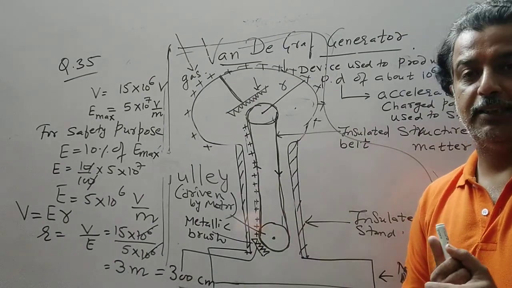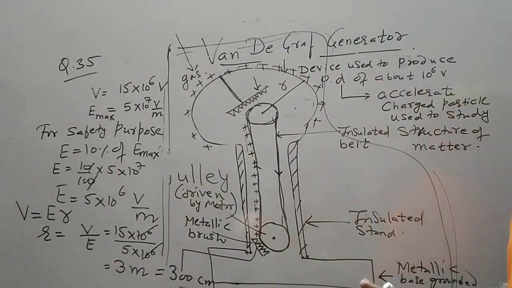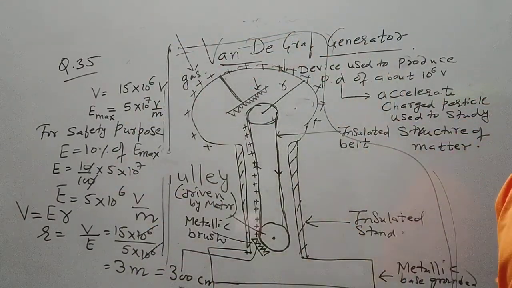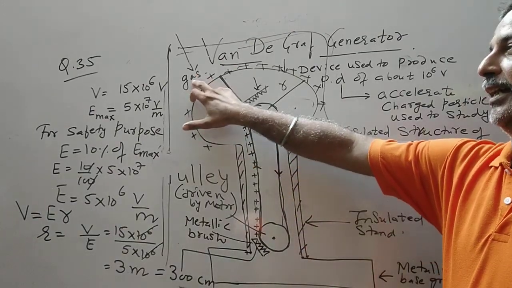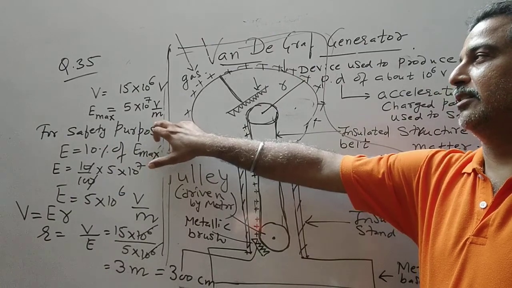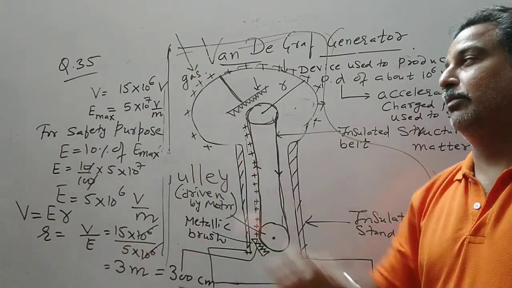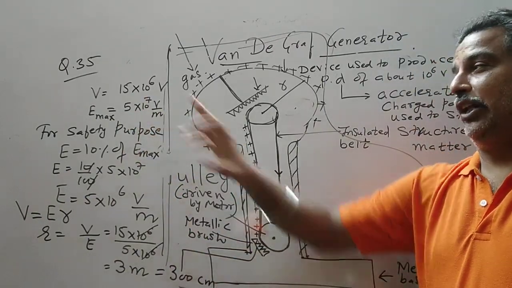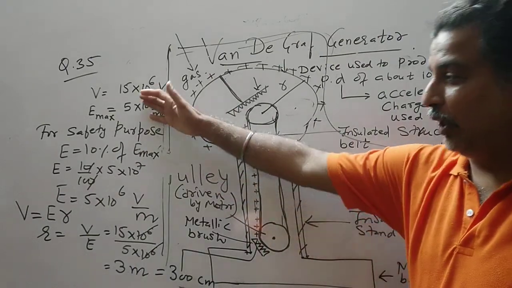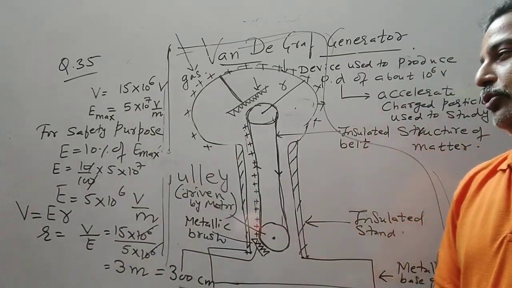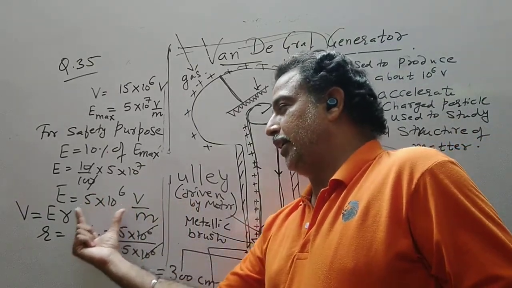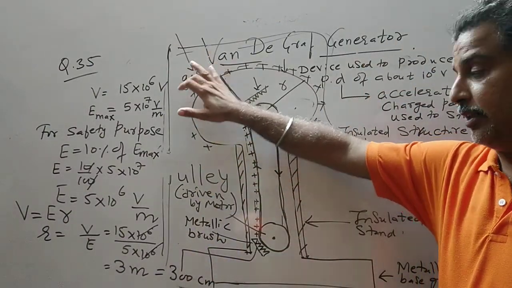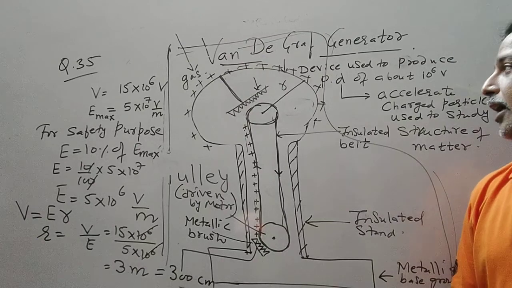Its potential keeps on rising. This entire Van de Graaff generator is placed in an isolated vacuum chamber, or it is filled with some gas. As far as this numerical is concerned, the dielectric strength, or the maximum electric field, of this gas was 5 into 10 raised to 7. If I reach this value, the gas will get ionized, so I take only 10% for safety purposes. If I want to create an electric field of 5 into 10 raised to 6 volt per meter, so that the gas is not ionized, the minimum radius required is 3 meter.